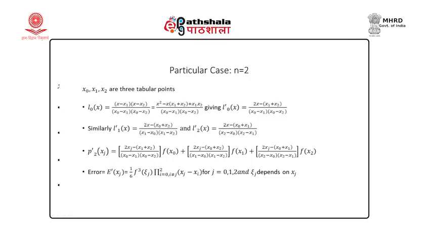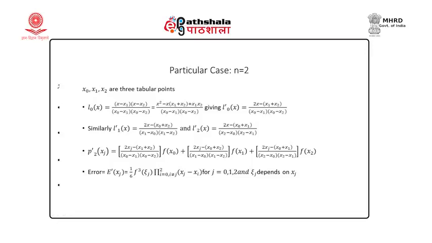So, 2 x j minus (x 0 plus x 2) upon x 1 minus x 0, x 1 minus x 2, into f x 1, plus the third term L 2 dash x j. So, 2 x j minus (x 0 plus x 1) upon x 2 minus x 0, x 2 minus x 1, f x 2. So, this is p 2 dash x j, and what is the error?